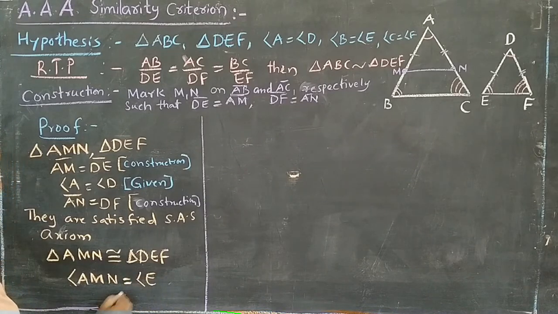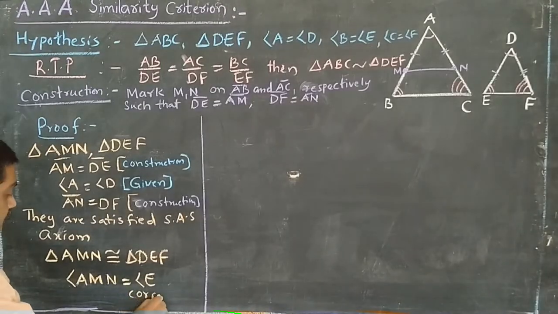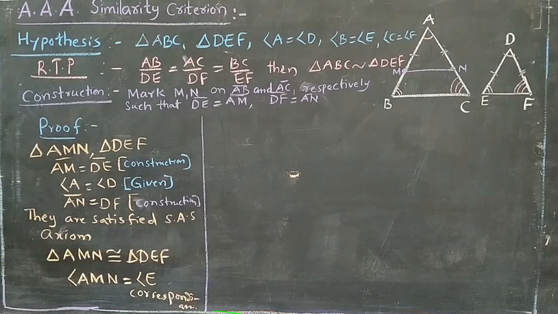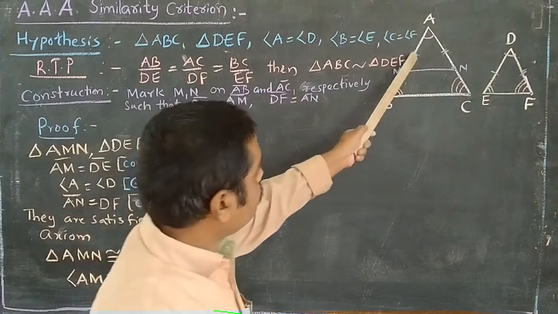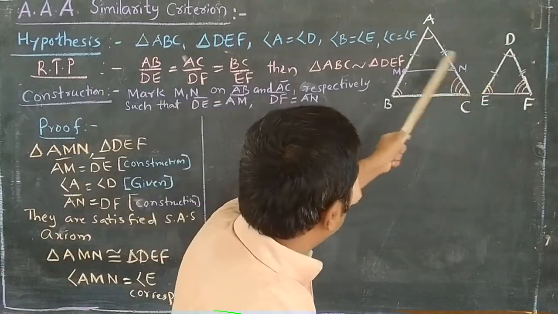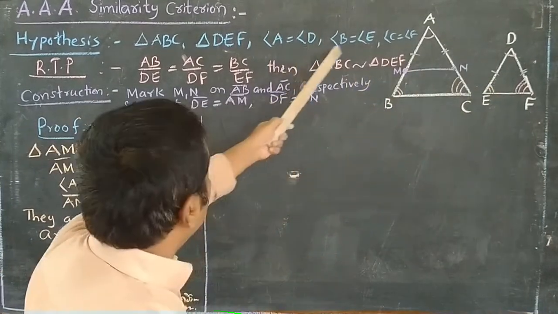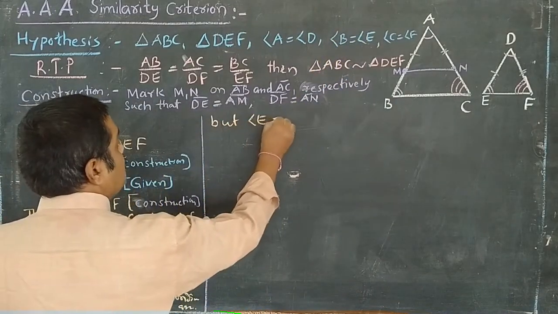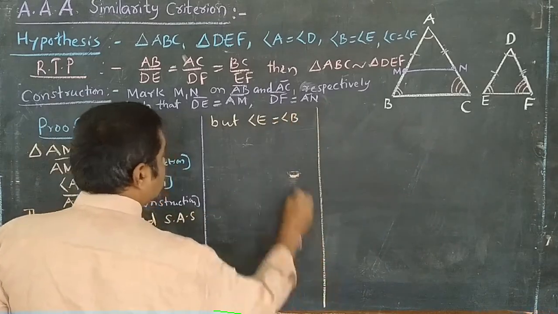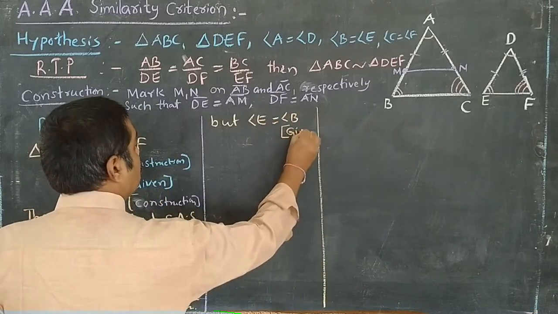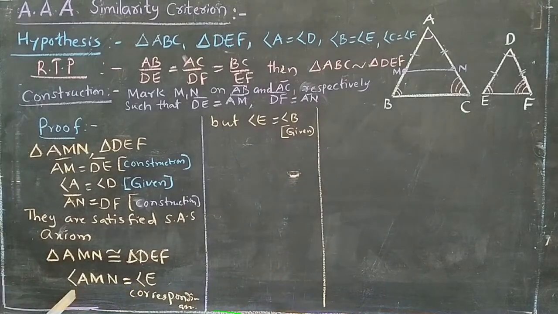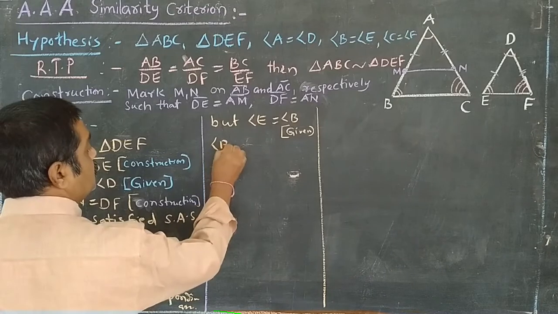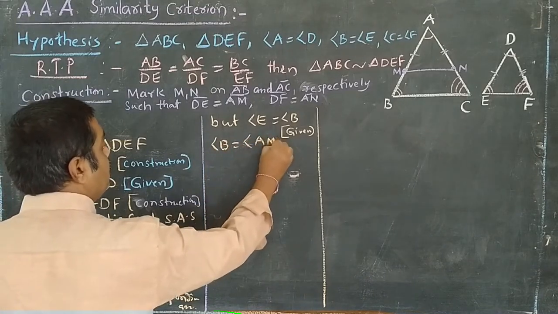Why? Because corresponding angles are equal. When these two angles are equal, AMN is equal to E, but angle E is equal to B. It is given. So E is equal to AMN, E is equal to B. Therefore, angle B is equal to angle AMN.